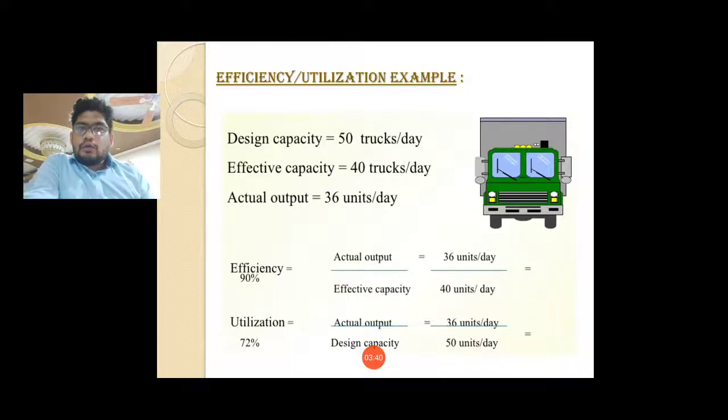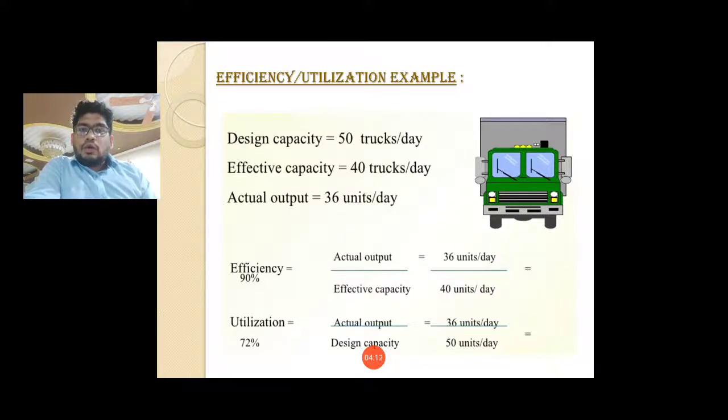And what will be the actual output? It will be less than effective capacity. That means 39 units per day. Now, if we calculate the efficiency, see how we get it. What is the actual output we have? That is 36 units per day. And what is the effective capacity we have? That is 40 units per day. So when we divide 36 units by 40 units per day, we get 90% efficiency.